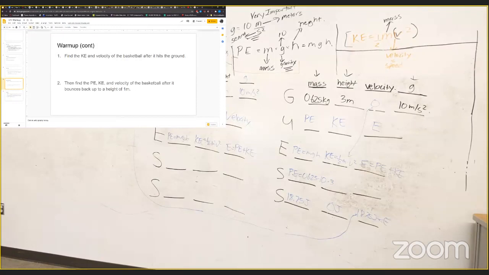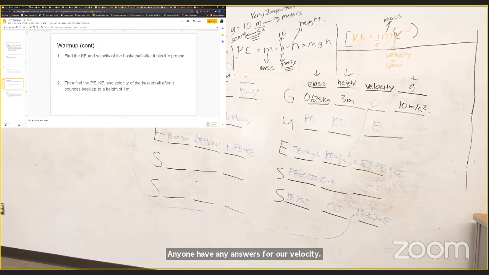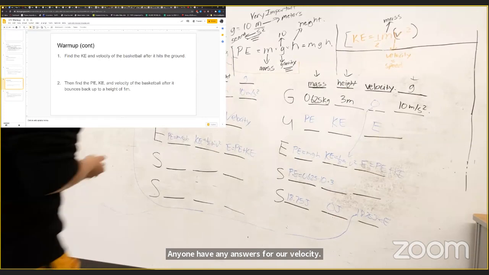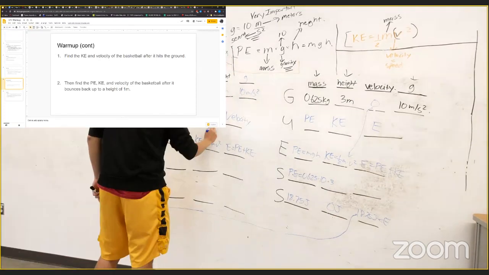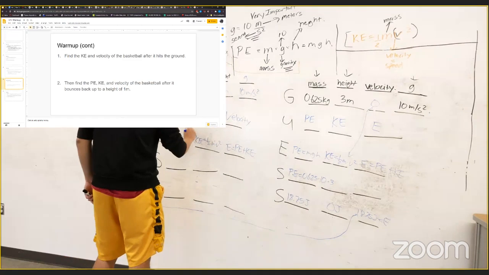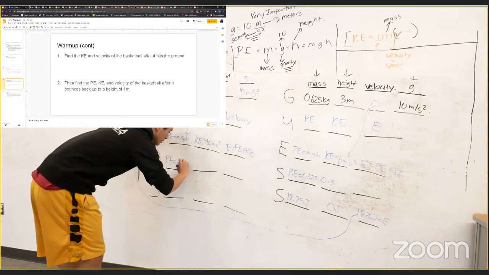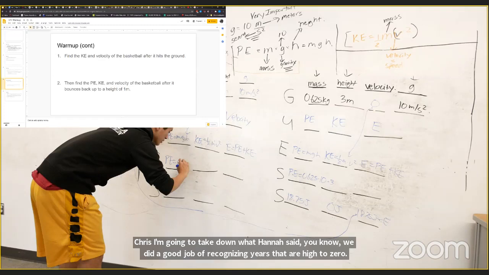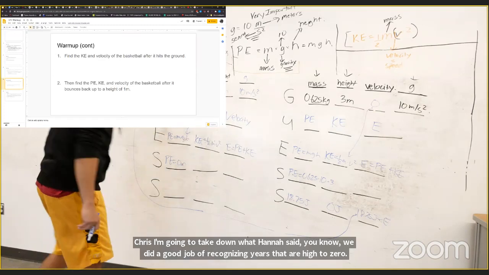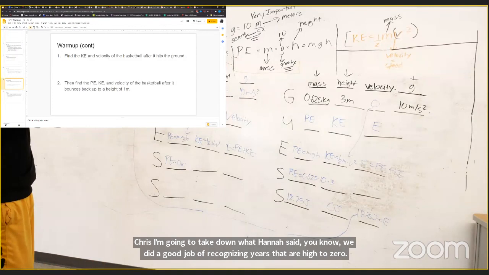What I'm going to do here is start solving. First I'm going to take down what Hannah said. What Hannah really did a good job of recognizing here is that our height is 0. So if we bring our height down here, for height 0, our potential energy also has to be 0. In other words, if an object is on the ground, it has 0 potential energy. This is a very important concept. Potential energy relates to an object's height, so if it's on the ground, it has 0 potential energy.